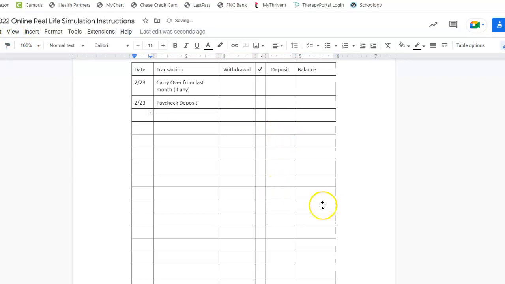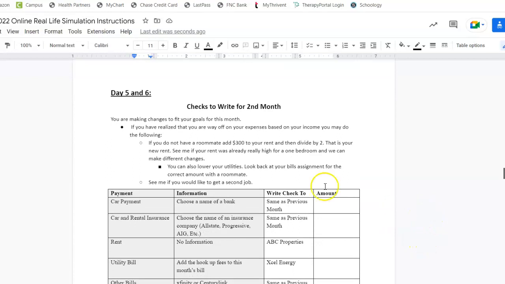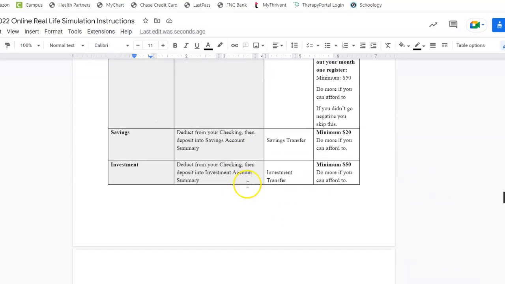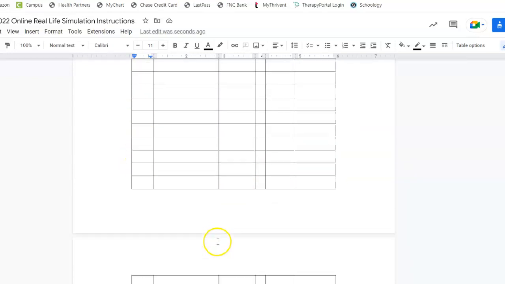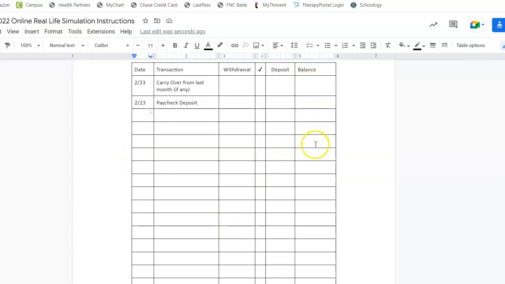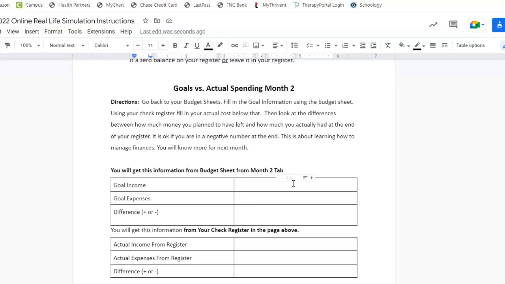Okay, my goal for you for day 5 is to get the checks to write totally done, or at least get halfway done, or maybe just get everything entered into your checks to write, and then maybe in day 6 you could go back and fill in the balance part. It's up to you. And then you're going to go over your goal versus actual spending in month 2 again.